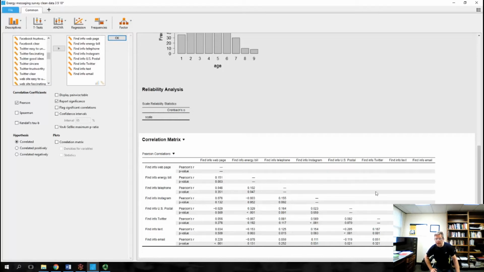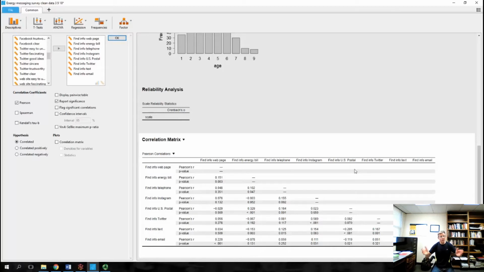Now here is one I want to show you that's negative. See, this is a negative Pearson. I want to show you why. Now, it's still highly significant. We know that find info via text and find info U.S. Postal, they're significant, but guess what? Look at this. Negative 0.21. Remember what I said? They move against each other. So people who like info on text don't like U.S.